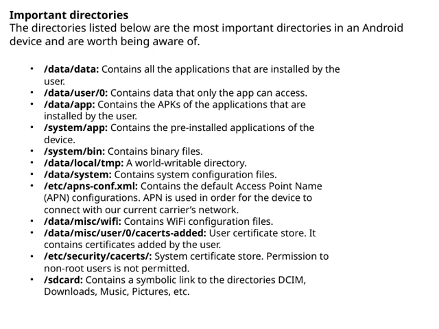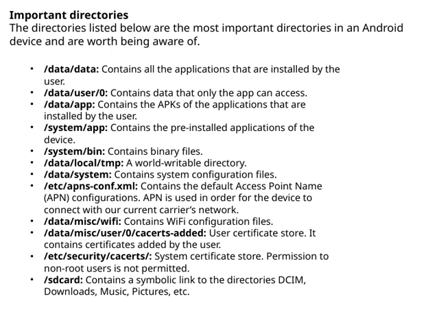Then, there's the apns-conf.xml file, which contains the default access point name configurations. These are what allow the device to connect to your carrier's network. Wi-Fi configurations are stored in the /data/misc/wifi directory, holding important network settings. The /data/misc/user/0/cacerts-added directory is where user-added certificates are stored, often used in secure communications.